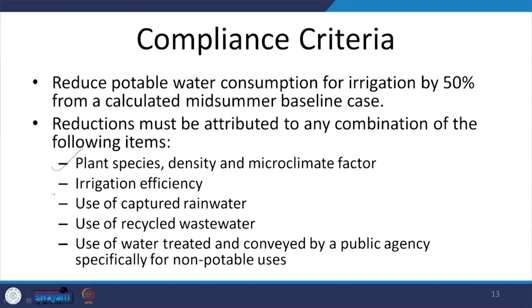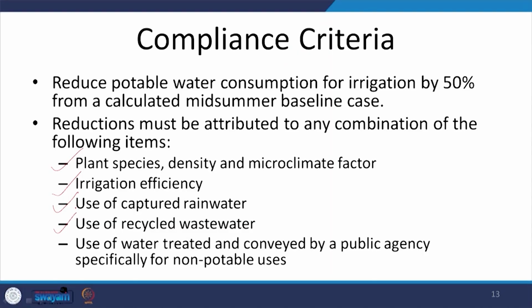Now this could be done through a combination of all the strategies that we have just seen. I will quickly list them again. So one is with the help of selection of right kind of plant species, the density and microclimatic factor. Second is by improving the irrigation efficiency by selecting the right kind of irrigation technique. Third is through the use of captured rainwater. So what we have already seen is that the rainwater can very conveniently be used for irrigation, because for irrigation it will not require any kind of cleaning or treatment.